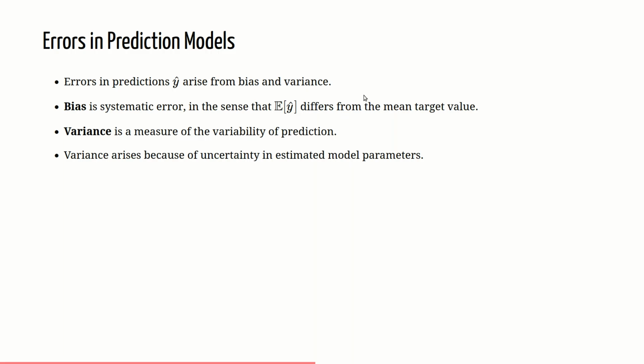So the idea here with the bias-variance trade-off is that errors in our prediction arise from both of those things. Bias is systematic error, in that the error differs on average. Essentially the mean prediction differs from the mean target, conditional on X. Whereas variance is a measure of essentially the uncertainty in the estimated model parameters.